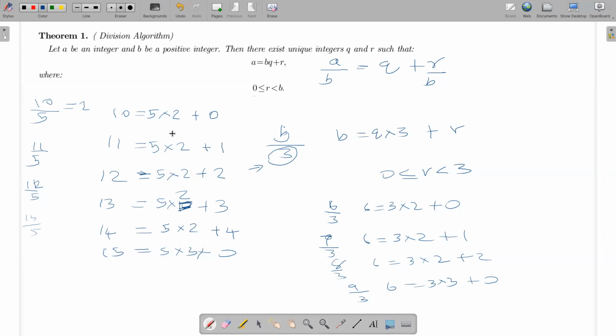Okay, this is when we divide the numbers.